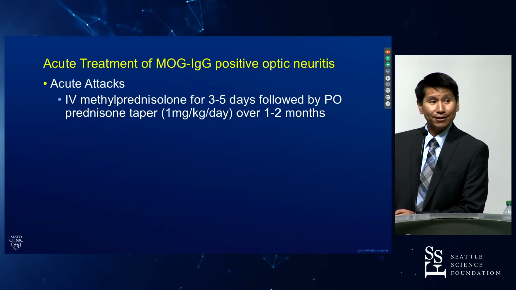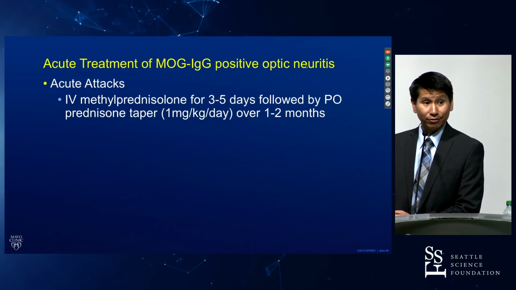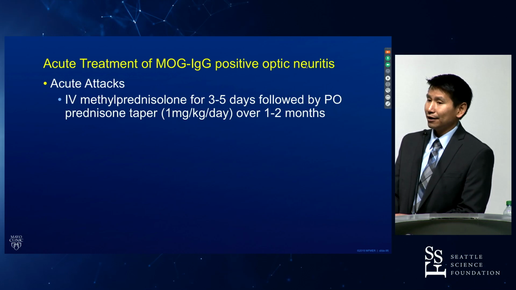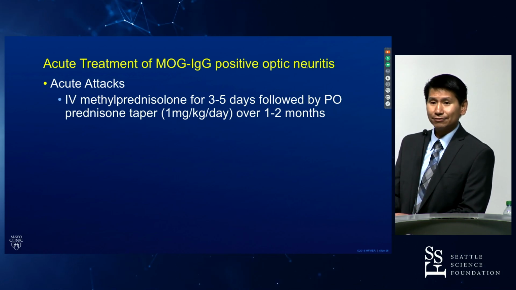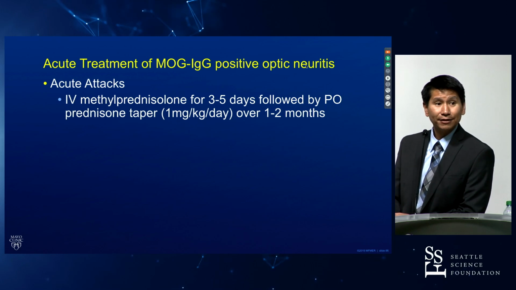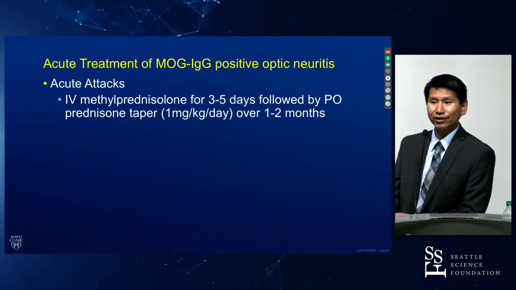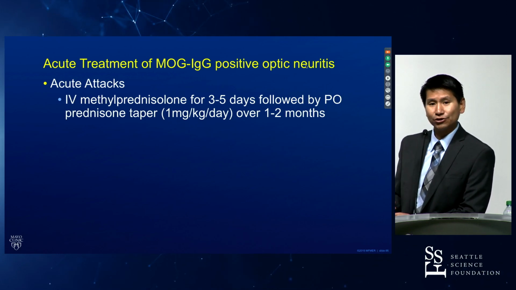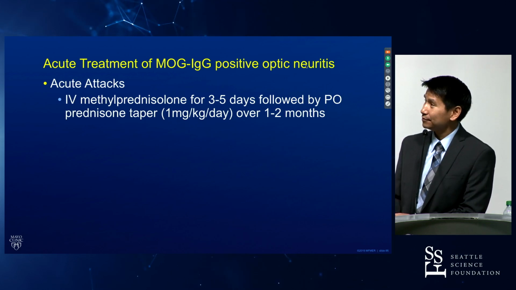So for acute attacks, we typically treat them with IV methylprednisolone for 3 to 5 days. And the one difference we do from MS is we tend to do a little bit of a longer oral prednisone taper over 1 to 2 months because some of these patients are steroid dependent. And when you come off the steroids too quick, they can relapse.